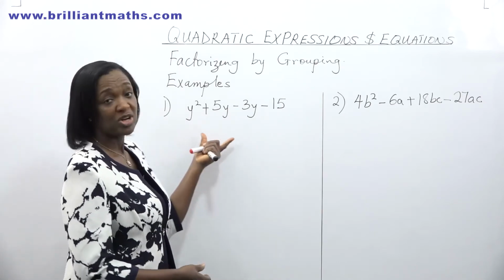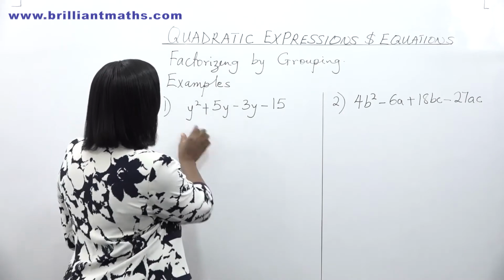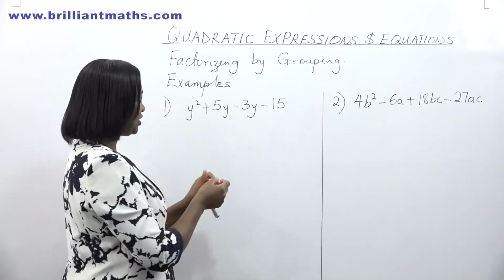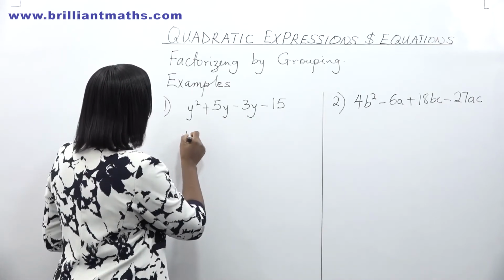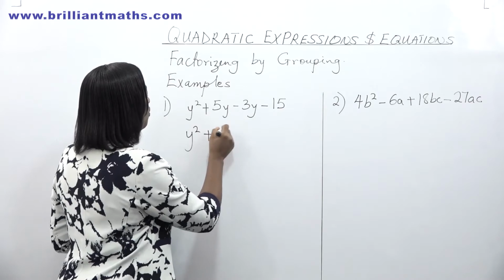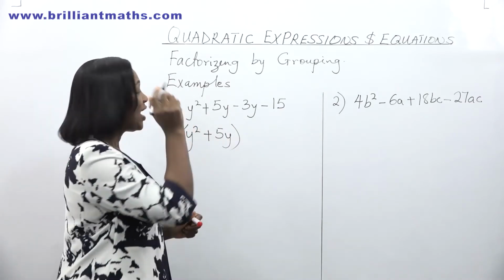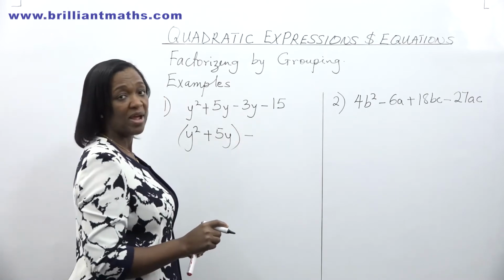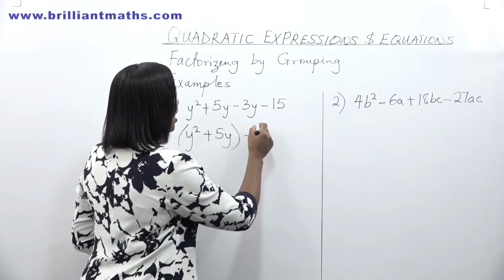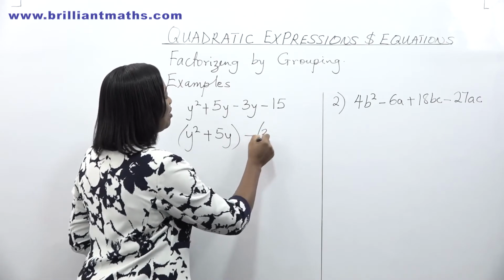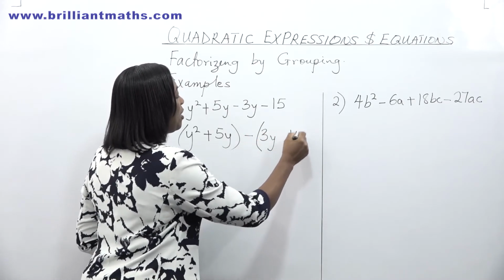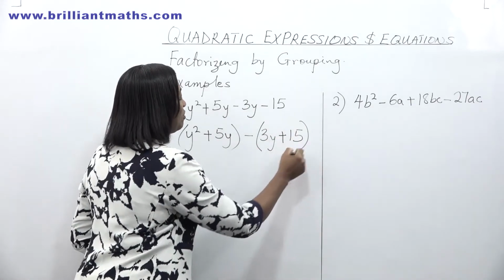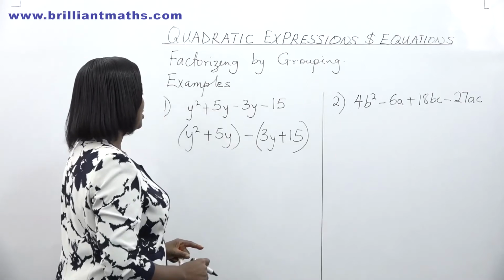As you can see, this expression has 4 terms: y squared plus 5y minus 3y minus 15. So we can group together y squared and 5y, and then factorize the minus sign, since both of them have a minus sign in front of them, and also group together 3y and 15. But this time, the sign between them will be positive because we have factorized the minus sign.